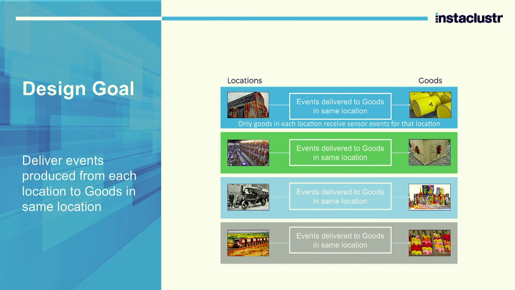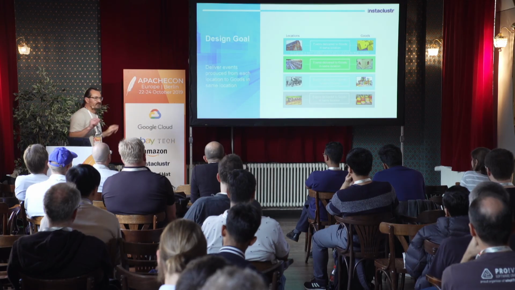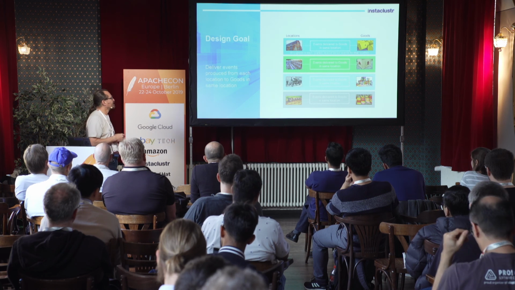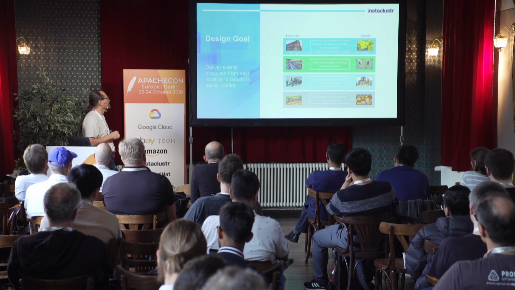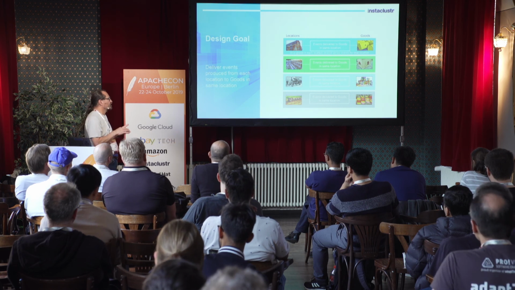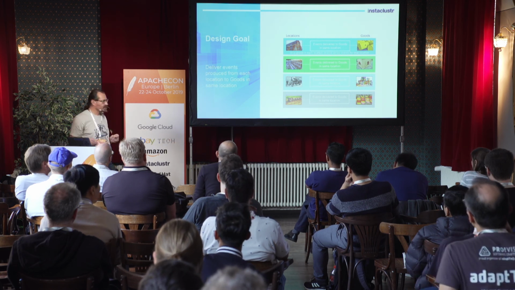So I had some design goals. The primary one was that we wanted to deliver events produced from each location to goods in the same location. So if we have some warehouses and trucks on the left-hand side here, and the goods on the right-hand side are actually in those locations, we want the sensor events and the RFID events in those locations to only be delivered to those goods, and always get delivered to those goods if you like. So there's at least two aspects to that. You want guaranteed delivery, and you don't want the event sent to the wrong goods at all.